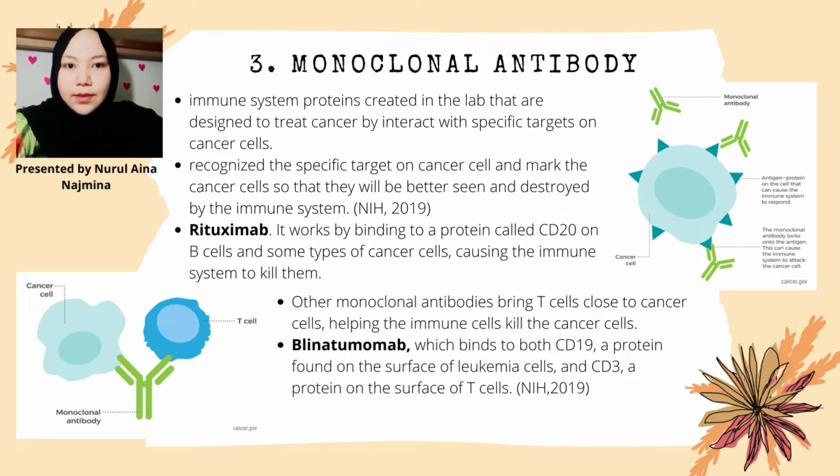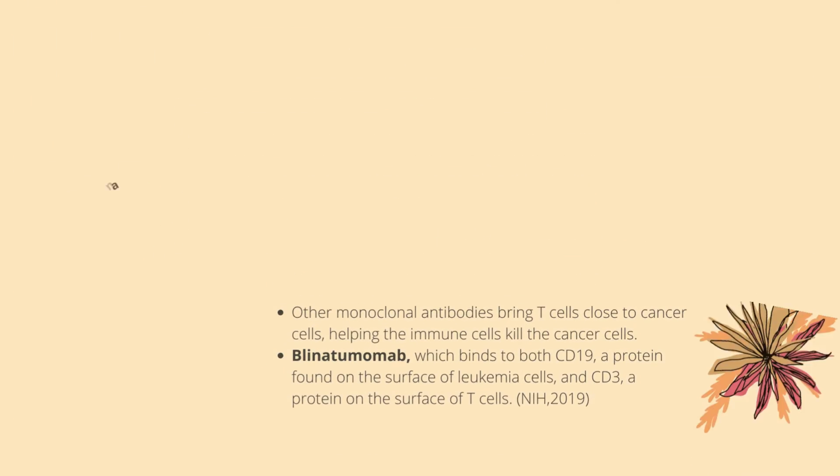Other monoclonal antibodies bring T cells close to cancer cells, helping the immune cells kill the cancer cells. An example is blinatumomab, which binds to both CD19, a protein found on the surface of leukemia cells, and CD3, a protein on the surface of T cells. This process helps the T cell get close enough to the leukemia cell to respond to and kill it.